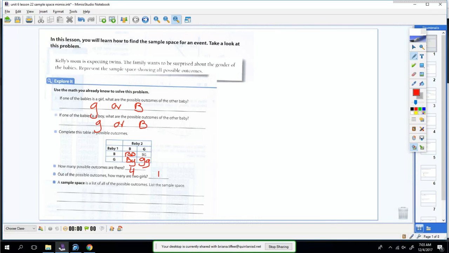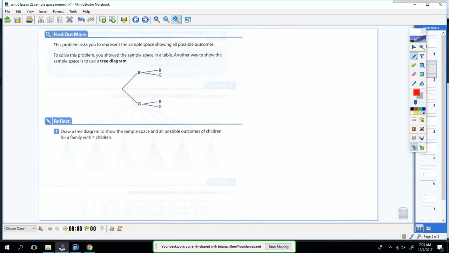So list all the sample space of the possible outcomes. Well, you have boy-boy, boy-girl, girl-boy, or girl-girl. It doesn't matter. These two represent the same thing. These two represent the same thing. So let's find out more.